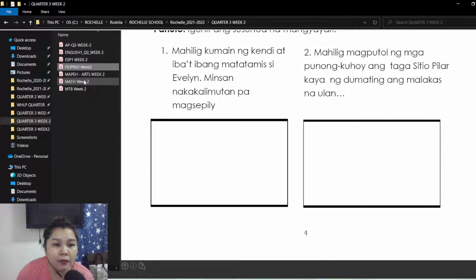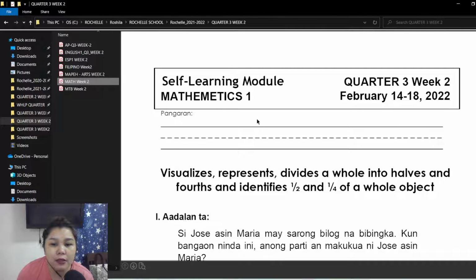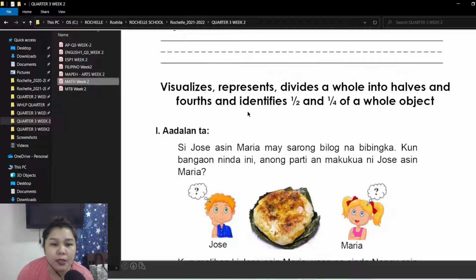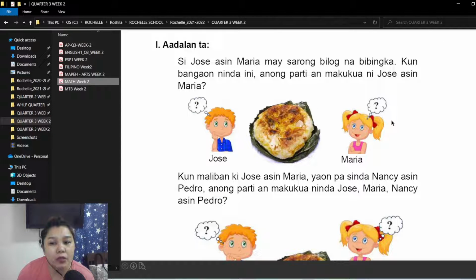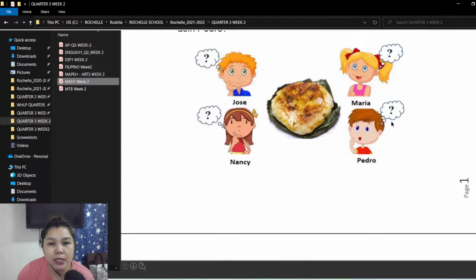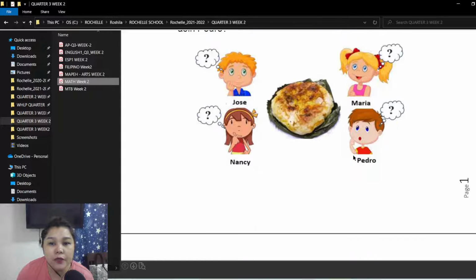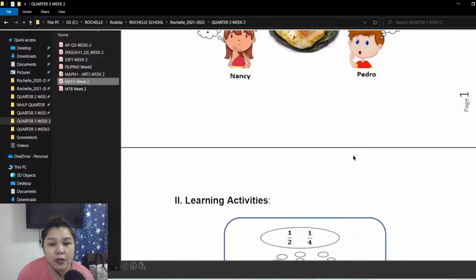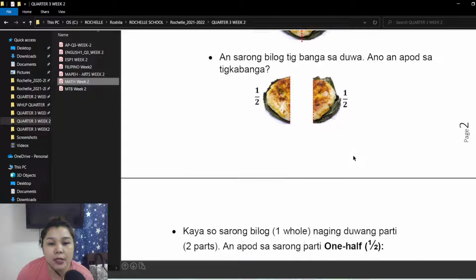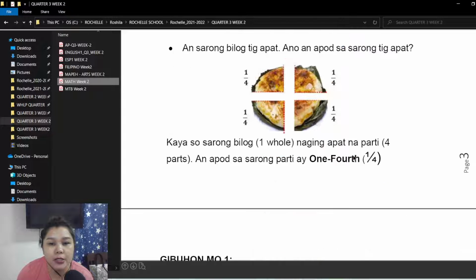And then, with the last one, we have math. This is about fraction. Visualizes, represents, divides a whole into halves and fourths, and identifies 1/2 and 1/4 of a whole object. So we're going to focus more on what is 1/2 and 1/4 of a whole object. So, yan, may discussion. These are printed in black and white. So, pwedeng you just refer to this video or for the lesson video naman. So, may task 1. May discussion dyan.